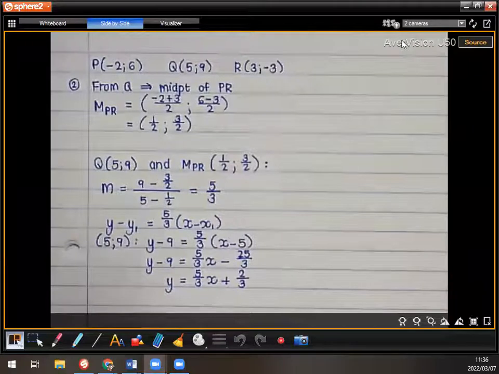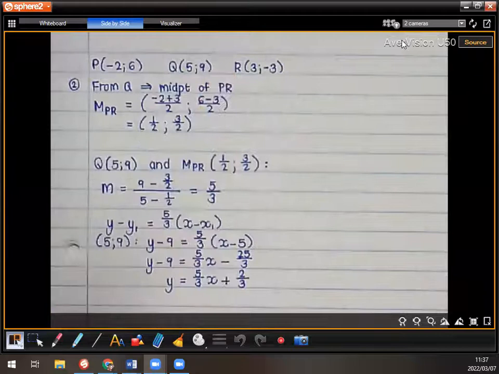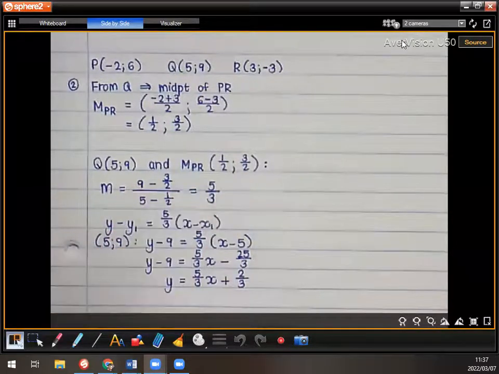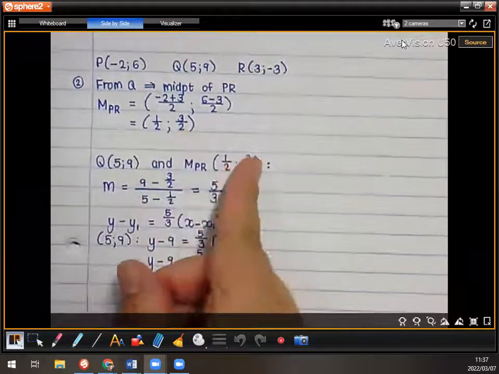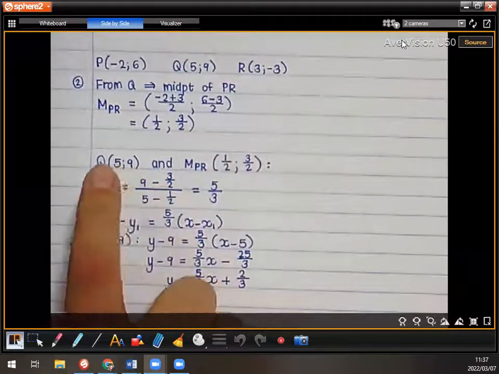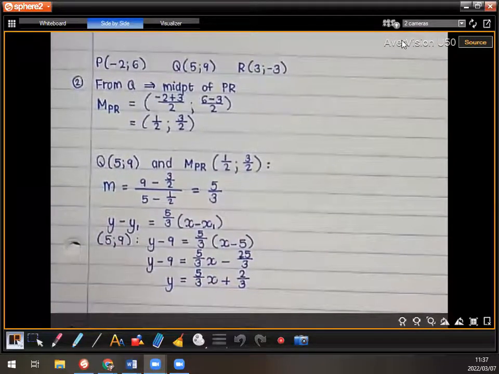Then you find the gradient between Q and that midpoint that you just saw. Right? So Q was (5; 9), and that is the midpoint. You find the gradient by doing change in Y over change in X. So you take the one Y value minus the other Y value, it's always minus. And then at the bottom, the one X value minus the other X value. You could have done it the other way around as well. You would have gotten the same answer.